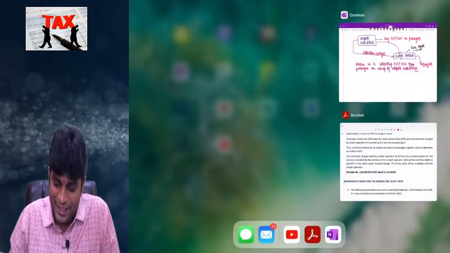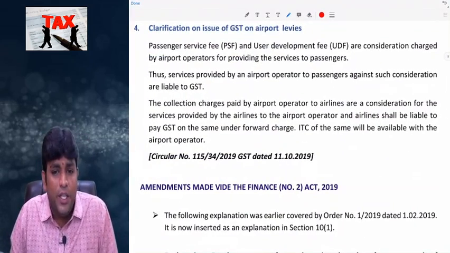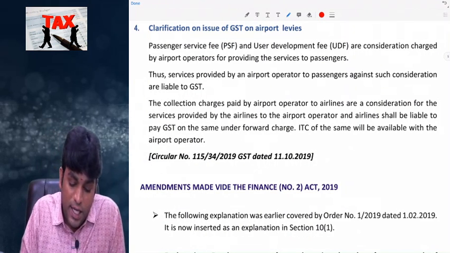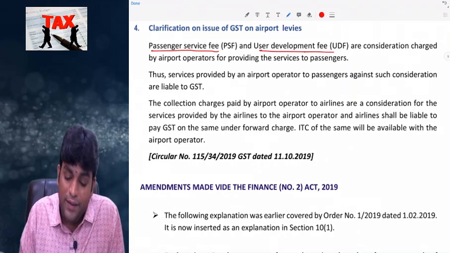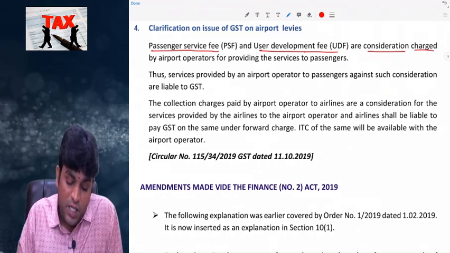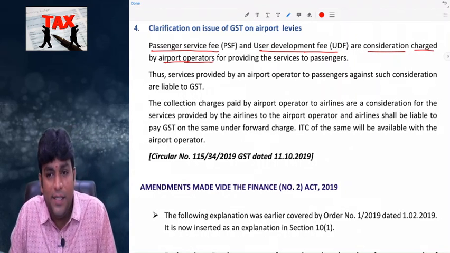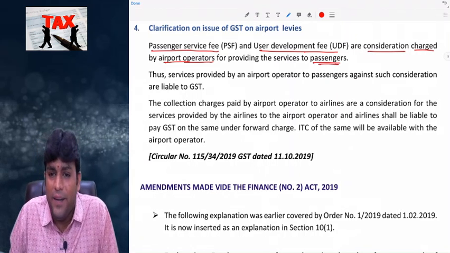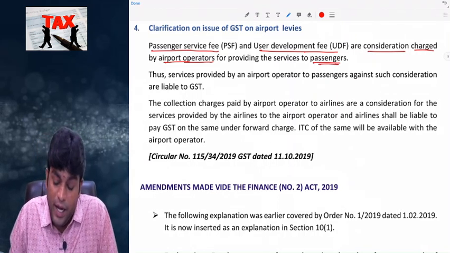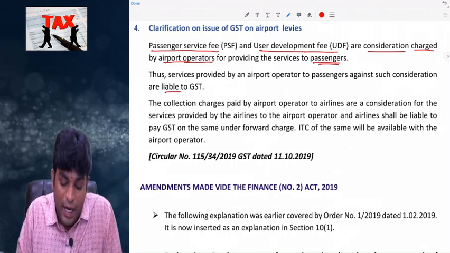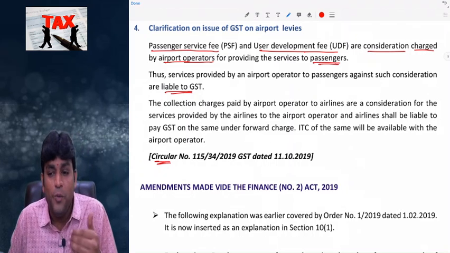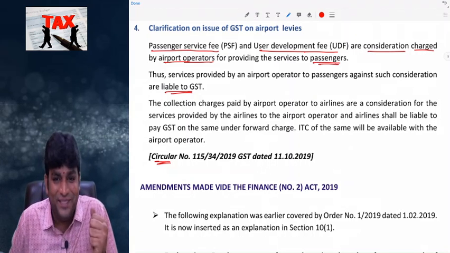Going back. Clarification on issue of GST on airport levies: passenger service fee and user development fee are consideration charged by airport operators for providing these services to passengers. Thus, services provided by airport authorities to passengers against such consideration are liable to GST. Please observe here, this is a circular. Circular is more of a clarificatory in nature. Next slide.